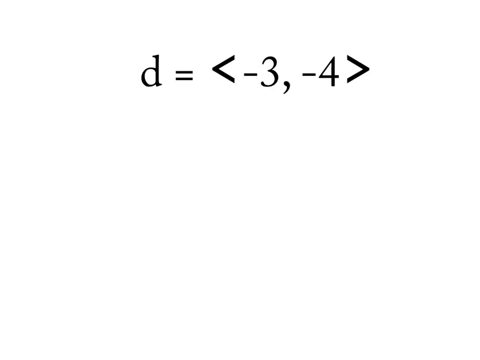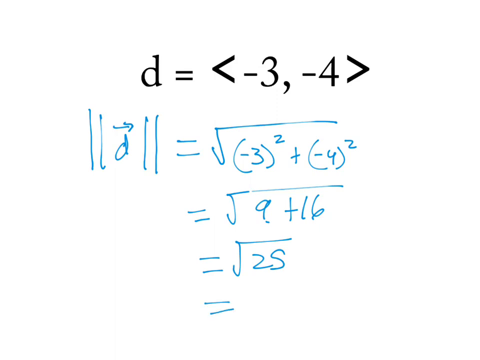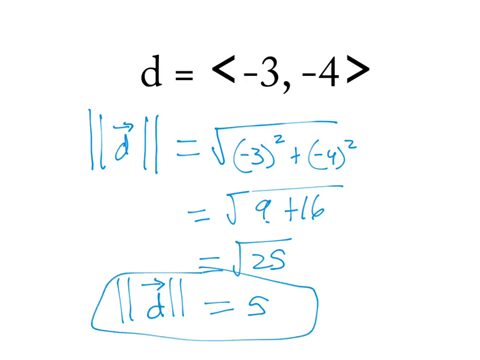So jump over to this problem, and this one is on your assignment, and let's get our magnitude of the d vector. And the way to show magnitude symbolically is 2 vertical lines on either side. So the magnitude of vector d is going to be the square root of negative 3 squared plus negative 4 squared, which will give you the square root of 9 plus 16, which gives you the square root of 25, which comes out to be a nice even number, 5. So the magnitude of vector d in this case comes out to be 5.